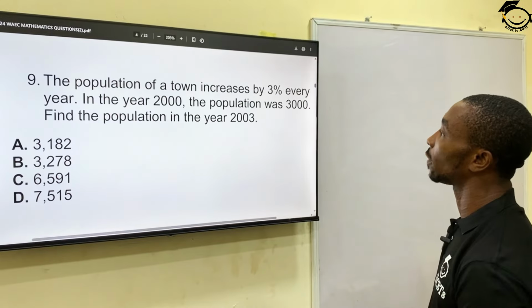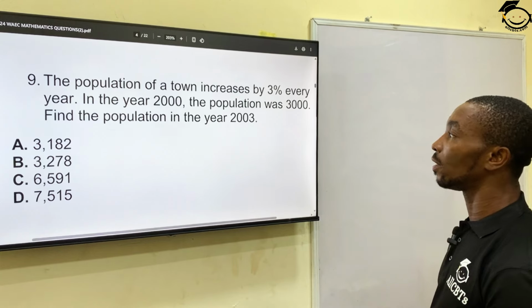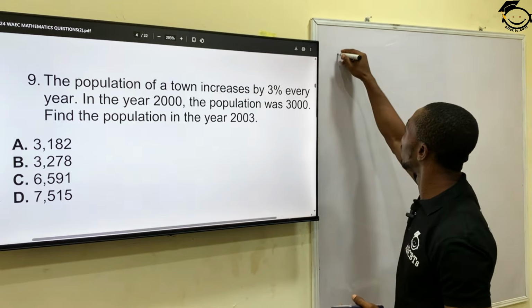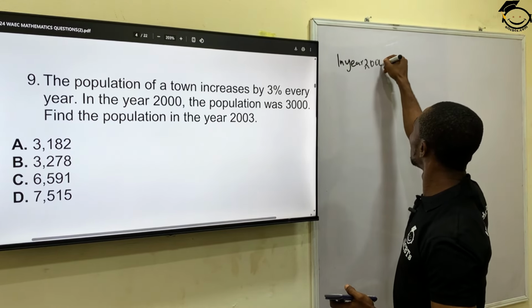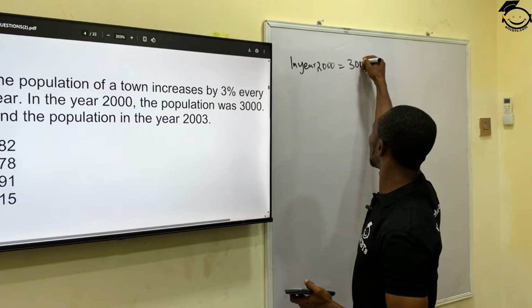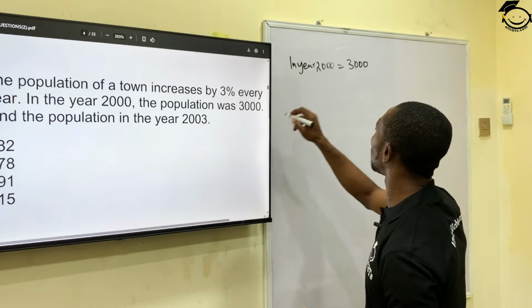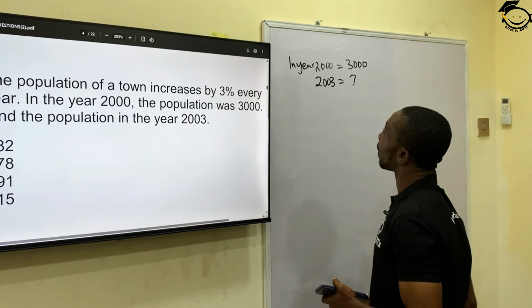The population of a town increases by 3% every year. In the year 2000, the population was 3,000. Now, find the population in year 2003. So in 2003, what will be our population?